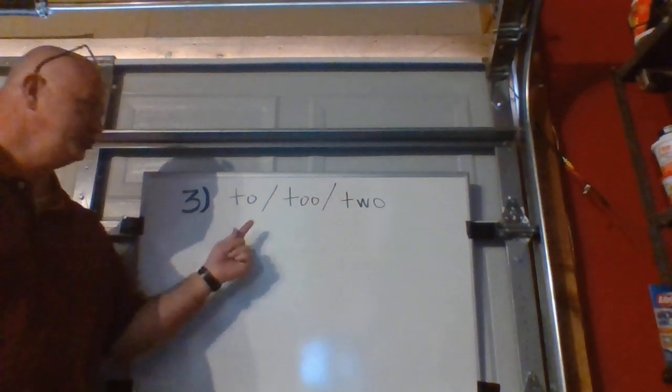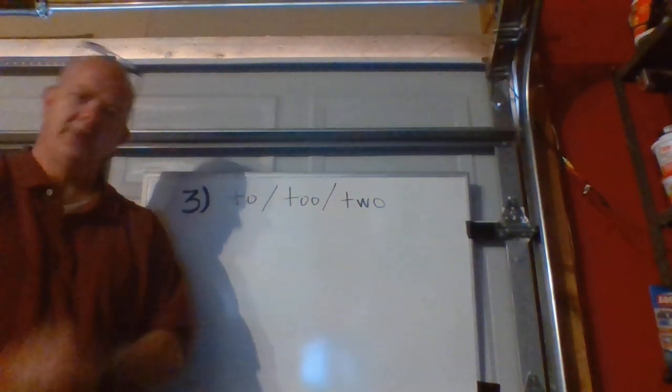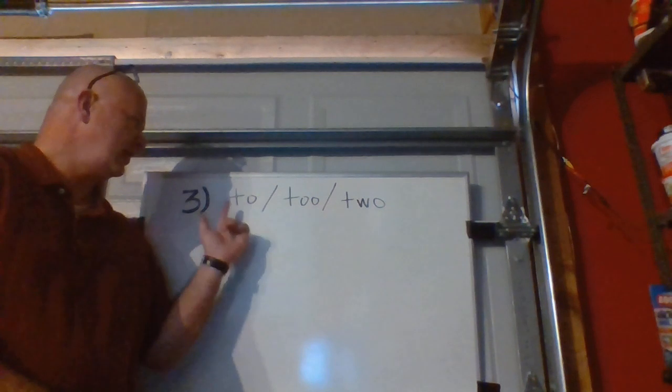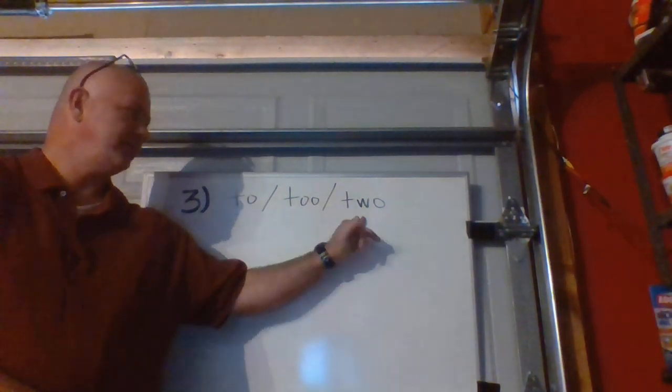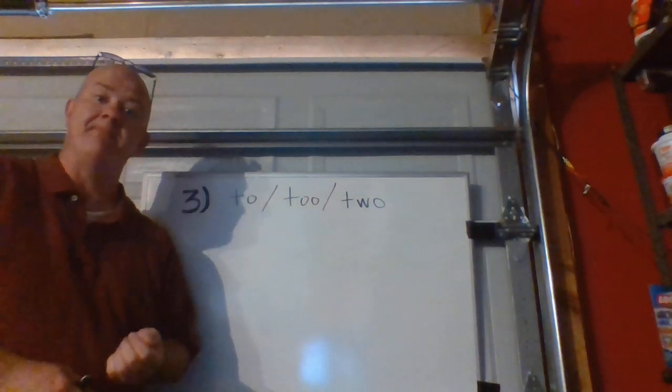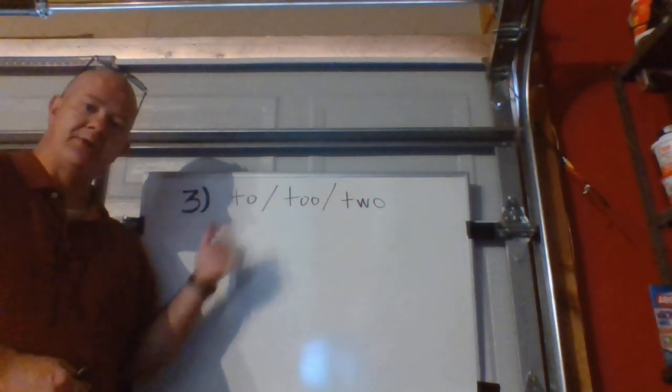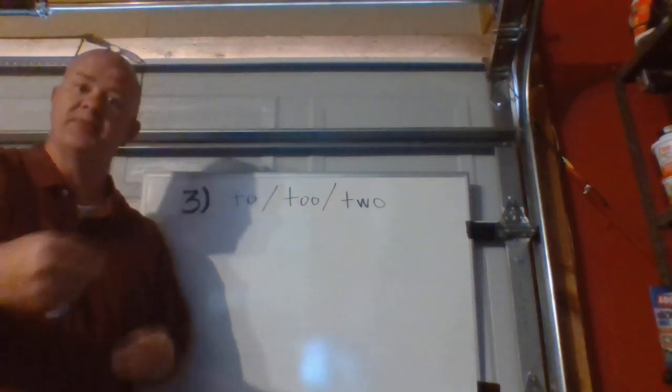Number 3: to, too, and two. Most people are pretty good with the first one and the last one. Most people know that 2 is the number 2. I have $2 in my pocket. The first example here, TO, that's a preposition. I went to the park.